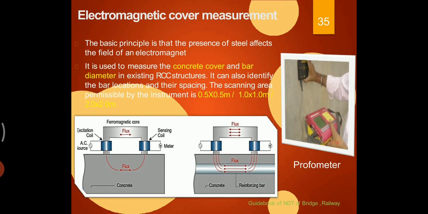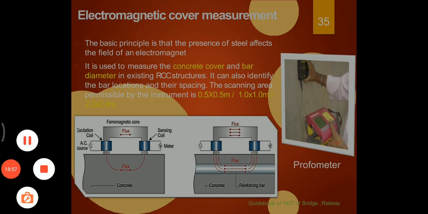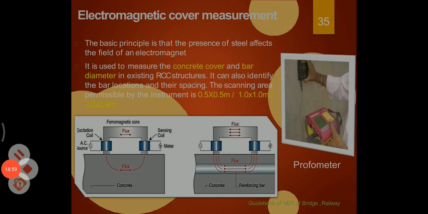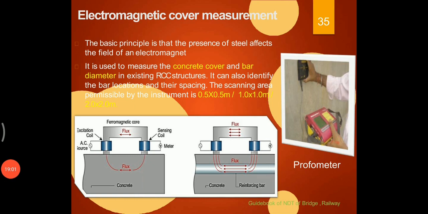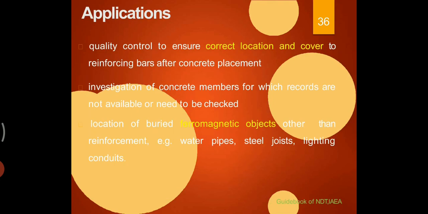Then the next one is electromagnetic cover measurement, another NDT. The basic principle is that the presence of steel affects the field of an electromagnet. With this electromagnetic principle we can find where the steel is placed within the concrete, because it affects the electromagnetic field. So with that principle they are used.